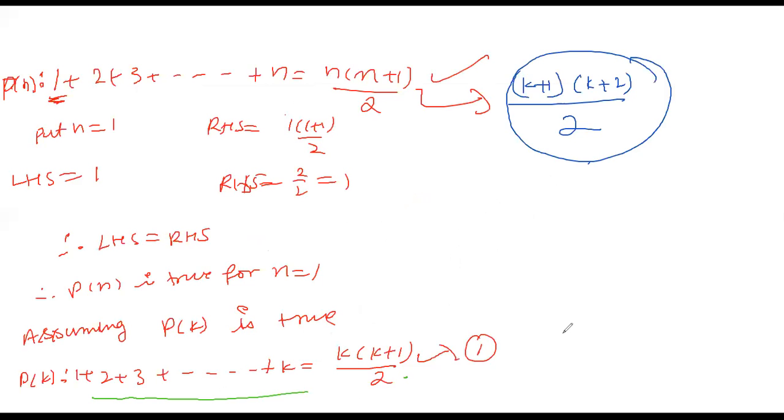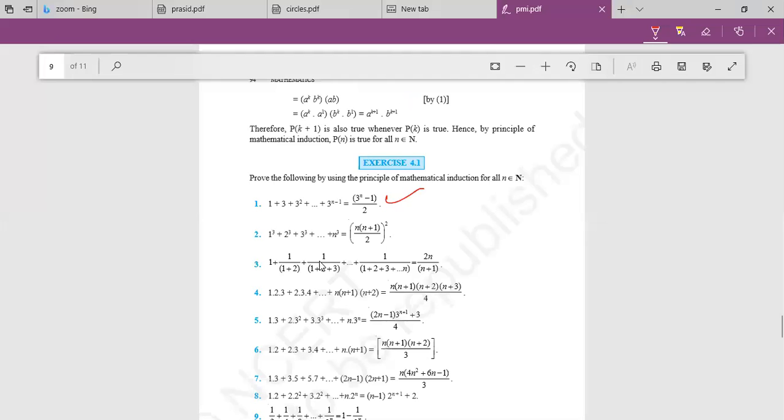First, what is given in the question? Take it as P of n. P of n is 1 plus 3 plus 3 square plus so on plus 3 power n minus 1 is equal to 3 power n minus 1 by 2. This is the question, correct? Yes.